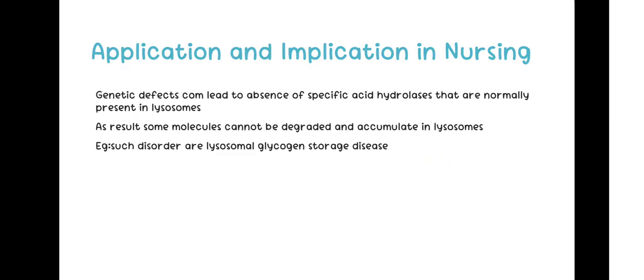And so the application and implication in nursing, if we see that part: a genetic defect can lead to the absence of specific acid hydrolases that are normally present in the lysosome. If there is a genetic defect in the lysosome, it can affect the specific acid hydrolases, and as a result, some molecules cannot be degraded and accumulate in the lysosome. Examples of such disorders are lysosomal glycogen storage disease.